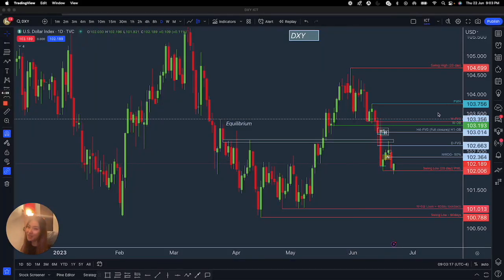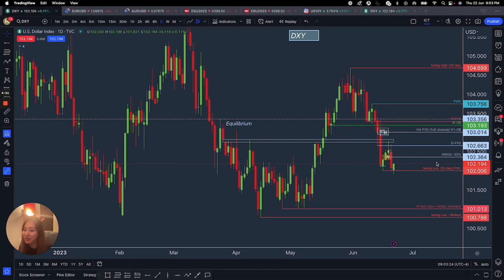Hi everyone, so I haven't done a video of a top-down analysis for a really long time, and I just thought that today might be a good day. So I'll start off with the DXY as I usually do, and we can see on the daily time frame that price has taken out its previous week low, and it also happens to be the swing low for the past 20 days.